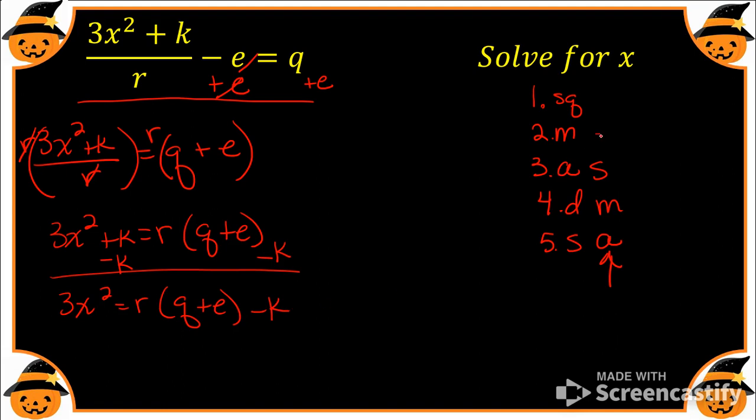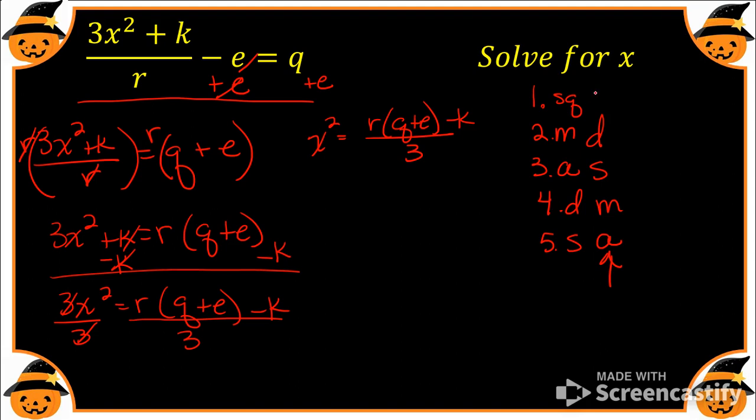Then we're going to undo multiplication by division. So we're going to divide this entire expression by 3. So we have x squared equals r times q plus e minus k, all over 3.